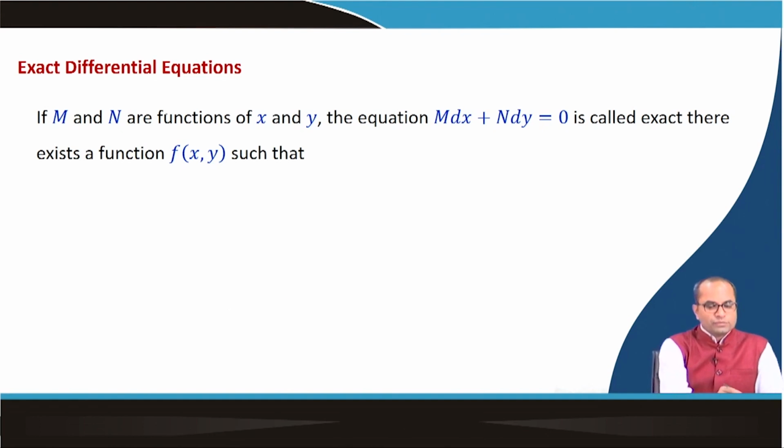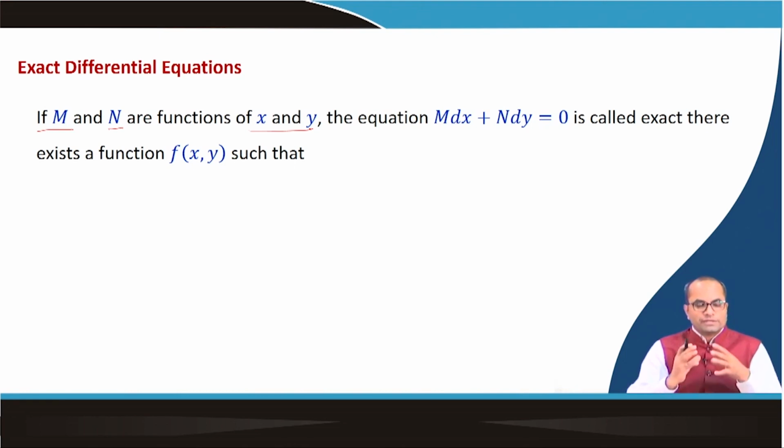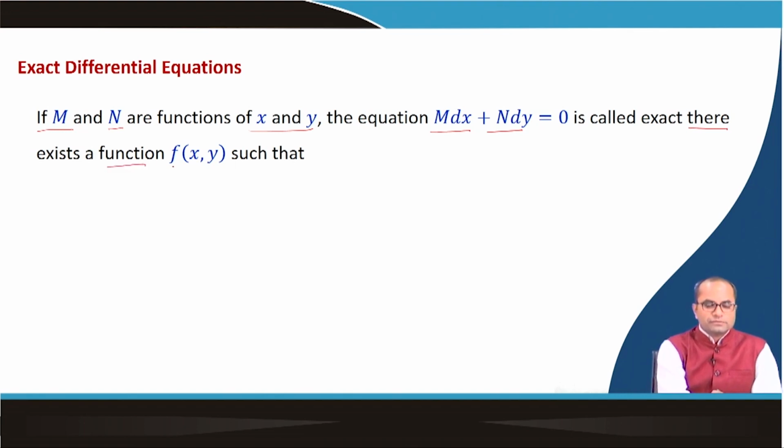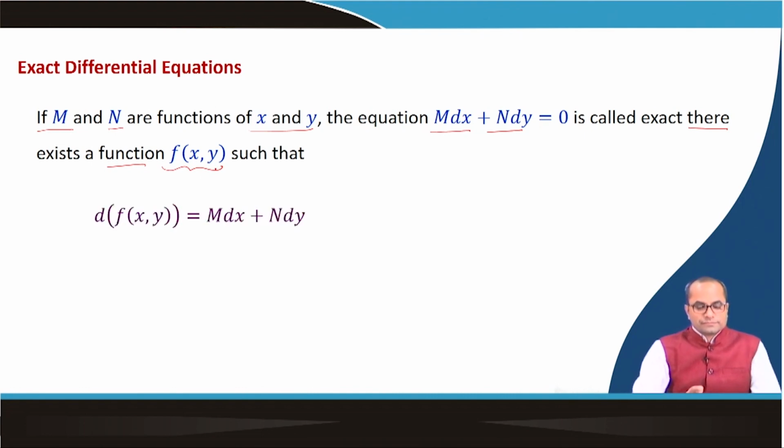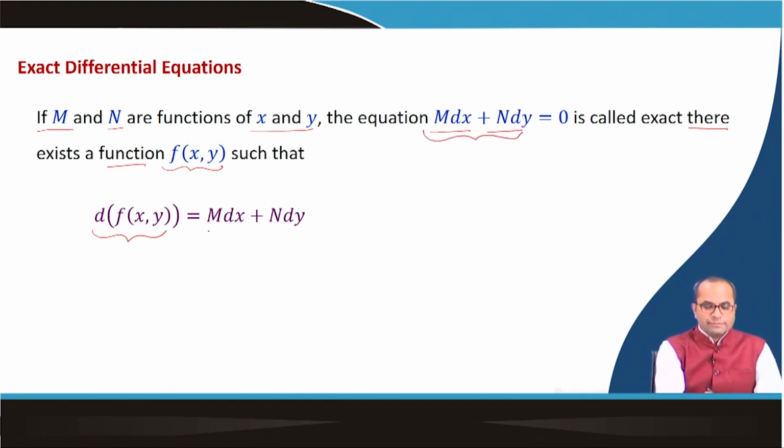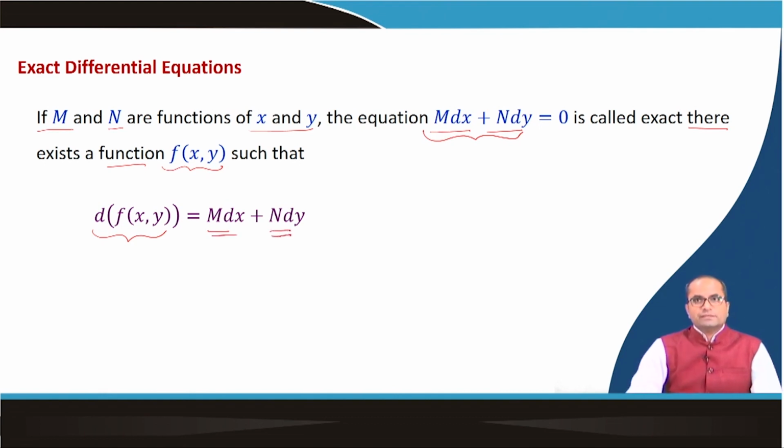So, in an exact differential equation, if M and N are functions of x and y, so there are two functions here, M and N of x and y, then the equation M dx plus N dy is equal to 0 is called exact if there exists a function of two variables, again f(x,y), such that the differential of this f(x,y) is equal to the left hand side of the equation, M dx plus N dy.